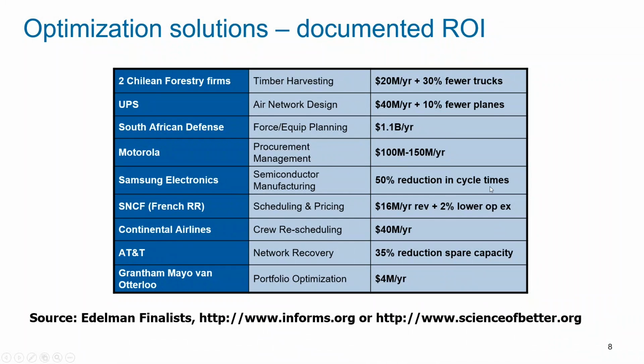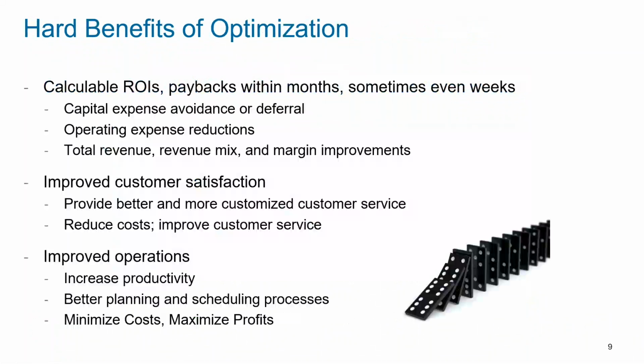So with optimization, it's simpler to understand and to calculate the benefits because they affect your real KPIs. And those results come from the Edelman Award. This is a famous award that the INFORMS Society awards every year, and there are papers for all this. So we can research and get you papers that show the application they applied, the savings, and the methodology they used.